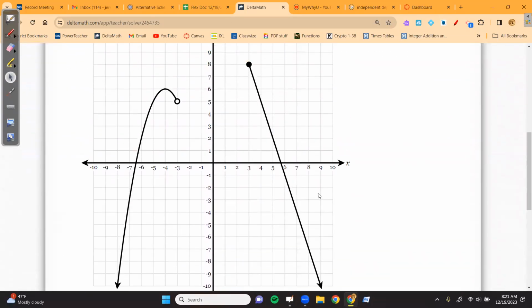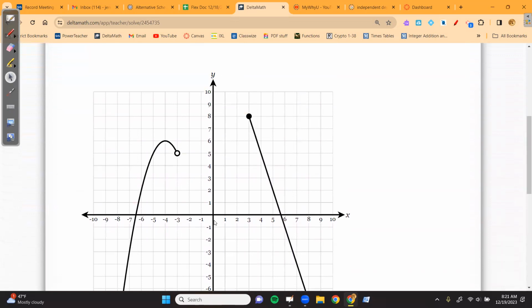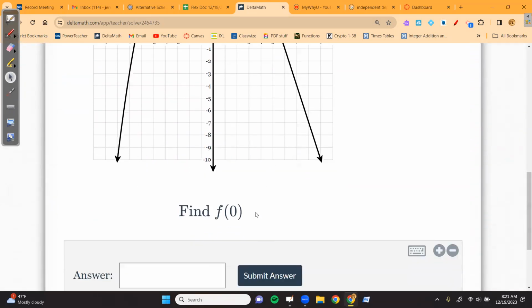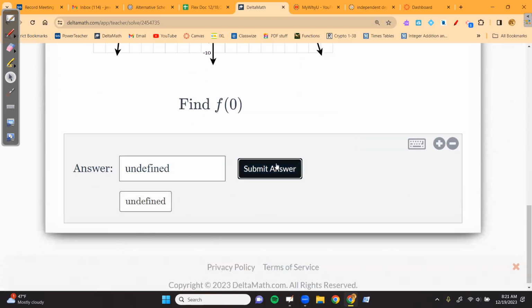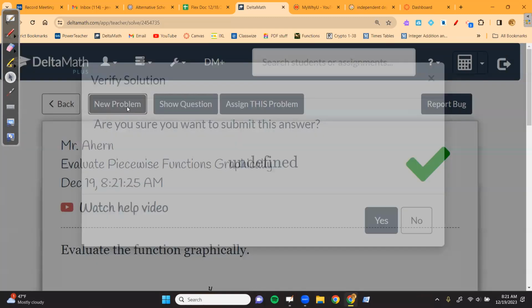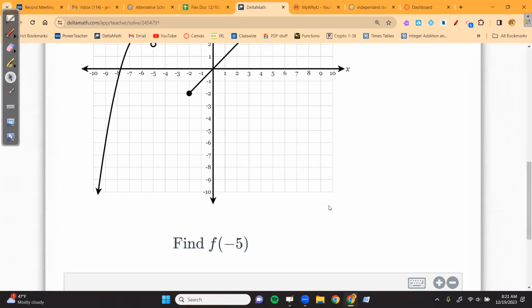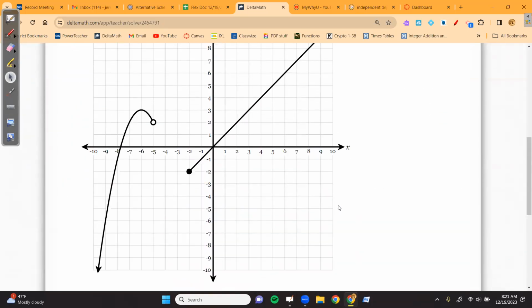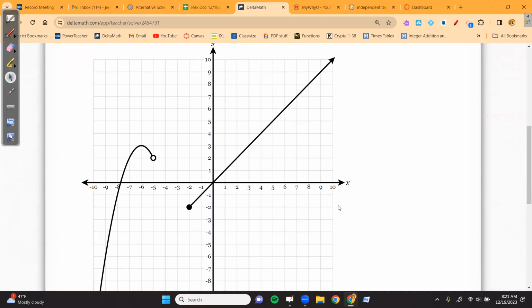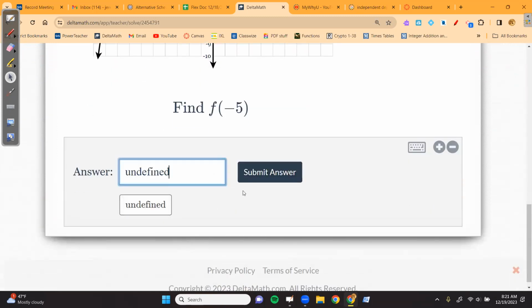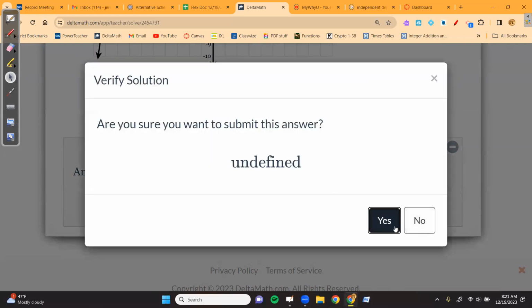Okay, we're going to find f of 0. Everybody, 0 is right here where I'm moving my mouse pointer. Look up. Do you see the graph? No. Look down. Do you see the graph? What is it? All right, let's do another one. F of -5. Go to -5. Look up. Good. You didn't fall for it this time. There's an open circle up there, but it doesn't count. Look down. No graph. Undefined. Got a lot of undefineds in a row.